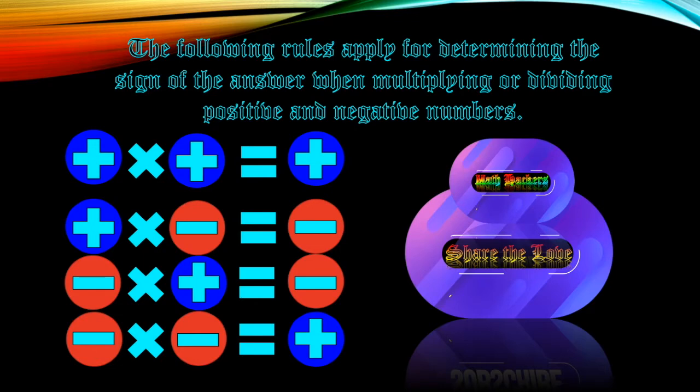Just for illustration purposes, a positive number times a positive number will equal a positive number, as in 1 times 1 equals 1. Plus 1 times minus 1 equals minus 1. Minus 1 times plus 1 equals minus 1. Minus 1 times minus 1 equals plus 1.